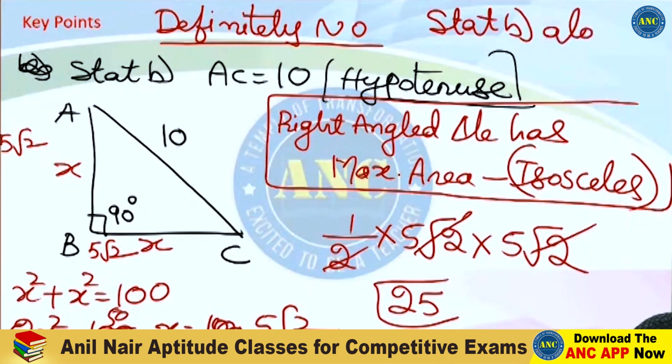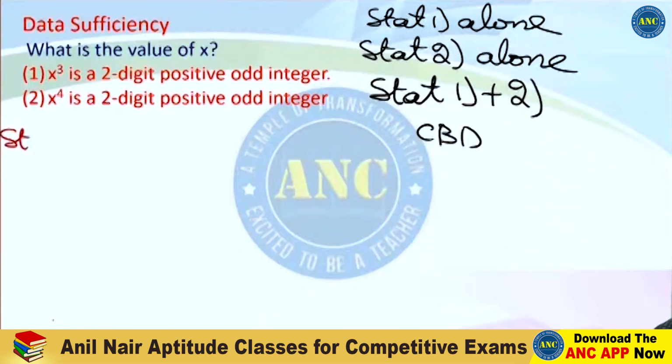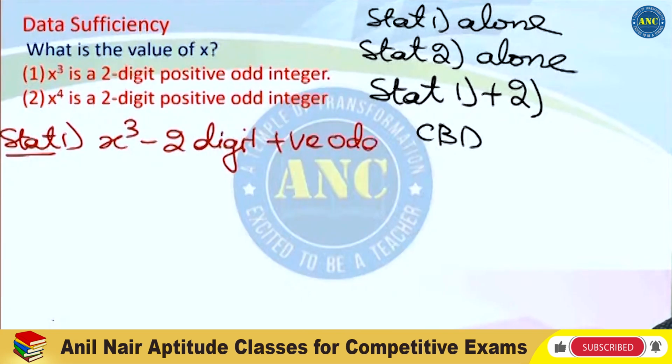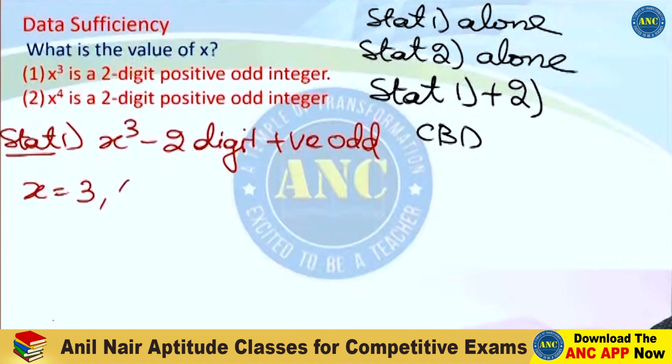A CAT question will be like this. Statement 1. One mistake which you might make. X cube is a 2-digit positive odd integer. Listen carefully. So x can become 3. You might also write that x can become 3. But please remember, nothing is specified about x.